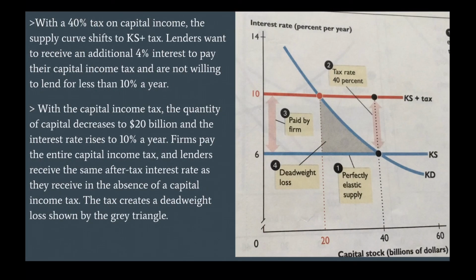With a 40% tax on capital income, the supply curve shifts to KS plus tax. Lenders want to receive an additional 4% interest to pay their capital income tax and are not willing to lend for less than 10% a year. With the capital income tax, the quantity of capital decreases to $20 billion and the interest rate rises to 10% a year. Firms pay the entire capital income tax and the lenders receive the same after-tax interest rate as they receive in the absence of capital income tax. The tax creates a deadweight loss shown by the gray triangle.